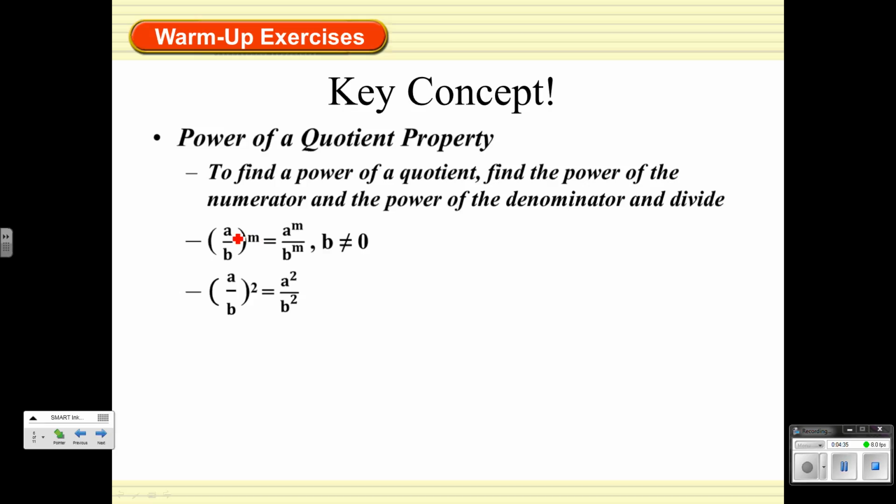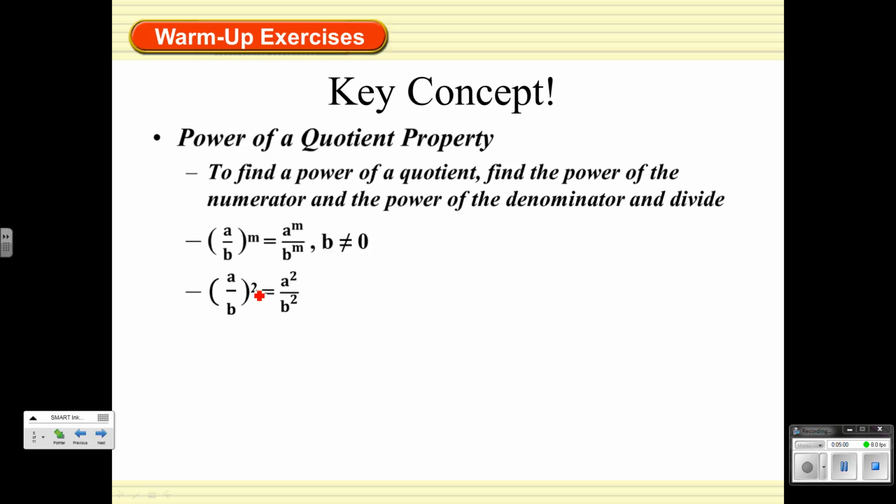The entire fraction. So we have a divided by b, the entire thing raised to the power of m, leaving us in simplified form with a to the m divided by b to the m. Our bases are different, so we can't simplify beyond that. B can't be 0 because it's in the denominator. So here's an example with an actual number for an exponent. So we have a divided by b.